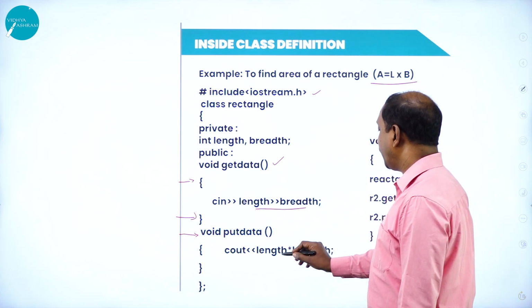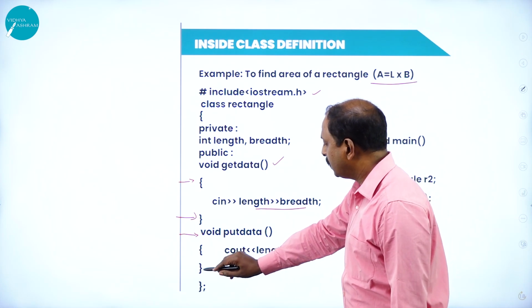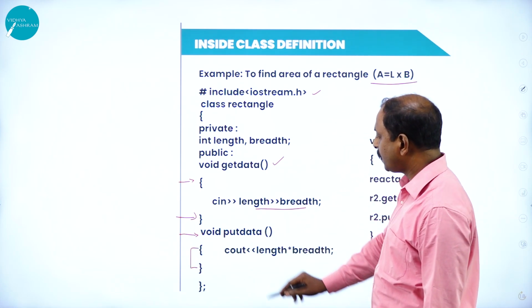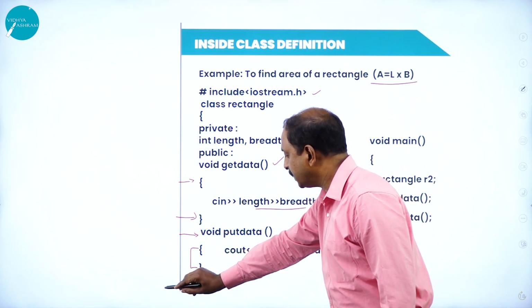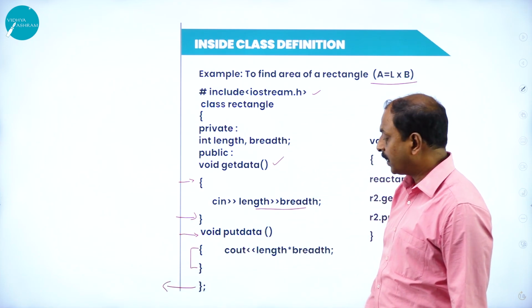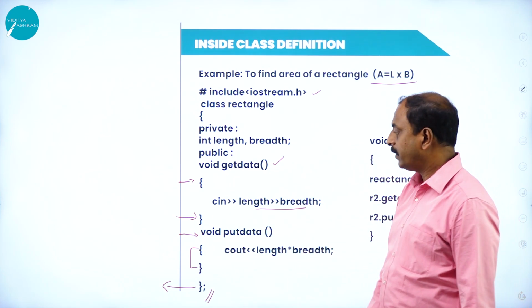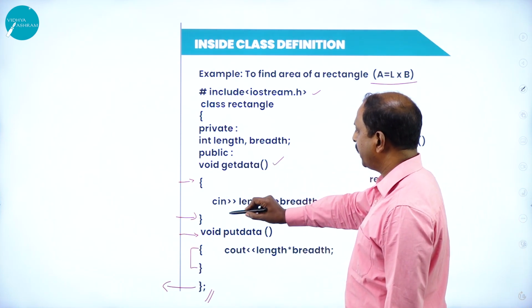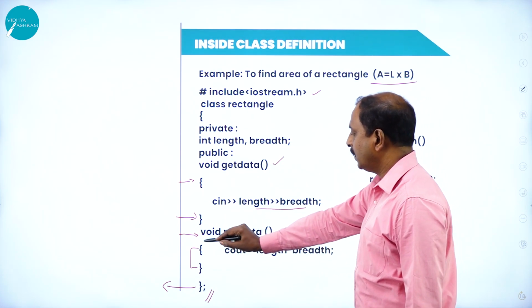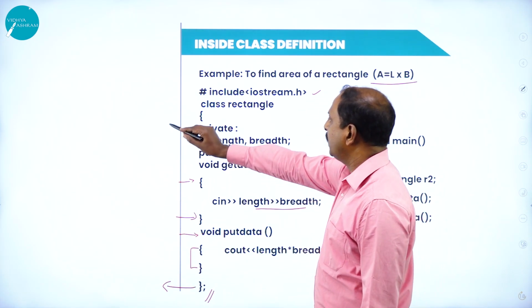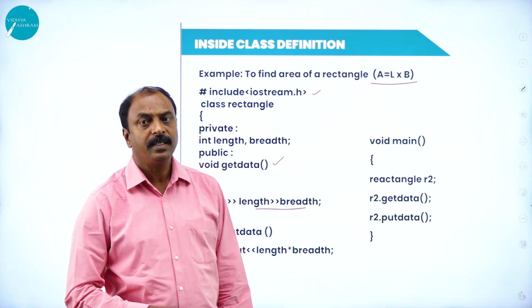Here cout length into breadth, this is the formula, and we close the function. So the function definition is inside the class. Then we close the class with a semicolon. In this example, we can notice that the function definition for getdata is inside the class, and even for the putdata function, the definition is inside the class. So this is an example of function definition inside the class.